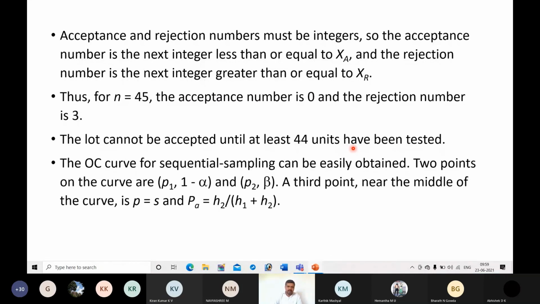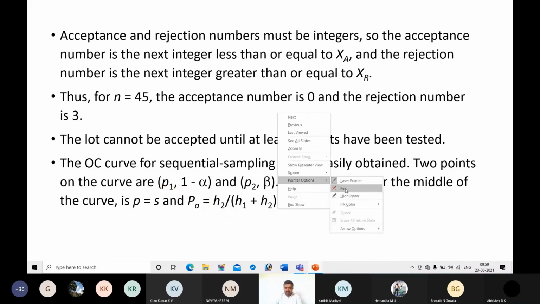The OC curve for sequential sampling can be easily obtained. That means the operating characteristic curve for sequential sampling can be easily obtained. Two points on the curve are P1, 1 minus alpha. P1 is the lot fraction defective, and this value is considered along the x-axis. Probability of acceptance will be considered on the y-axis in the OC curve. So by considering these two values, you can get one point on the OC curve.